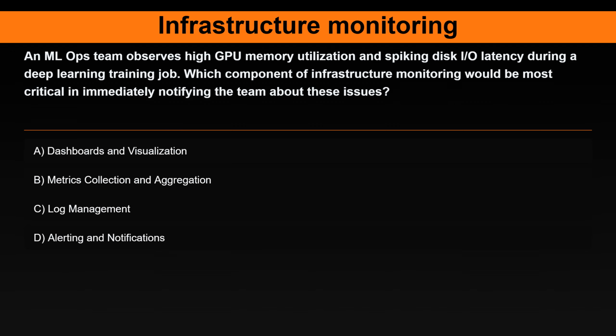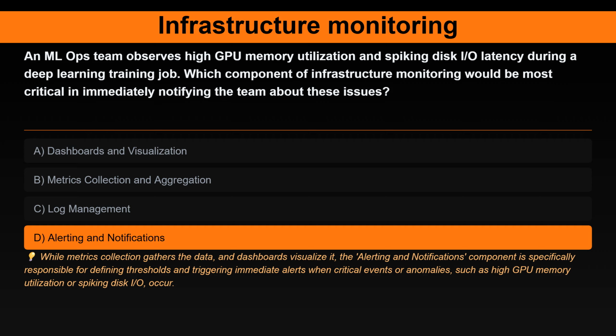Question 11. An MLOps team observes high GPU memory utilization and spiking disk I/O latency during a deep learning training job. Which component of infrastructure monitoring would be most critical in immediately notifying the team about these issues? Option A, dashboards and visualization. Option B, metrics collection and aggregation. Option C, log management. Option D, alerting and notifications.